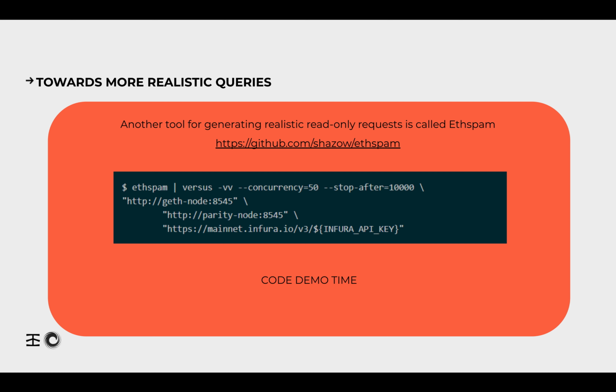If we'd like to use this very useful tool called eSpam, we can generate an infinite stream of lifelike Ethereum requests and then pipe that into Versus. So this command here is using eSpam to pipe it into Versus, and then it's running with a concurrency of 50, and it stops after 10,000 requests, and it's running against a local Geth node, a local Parity node, and then a mainnet Infura node. So let me show you a code demo of that right now.